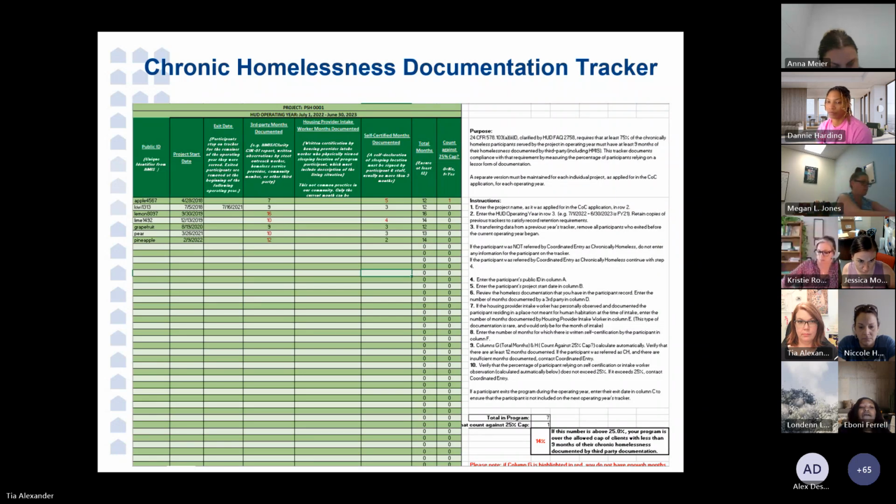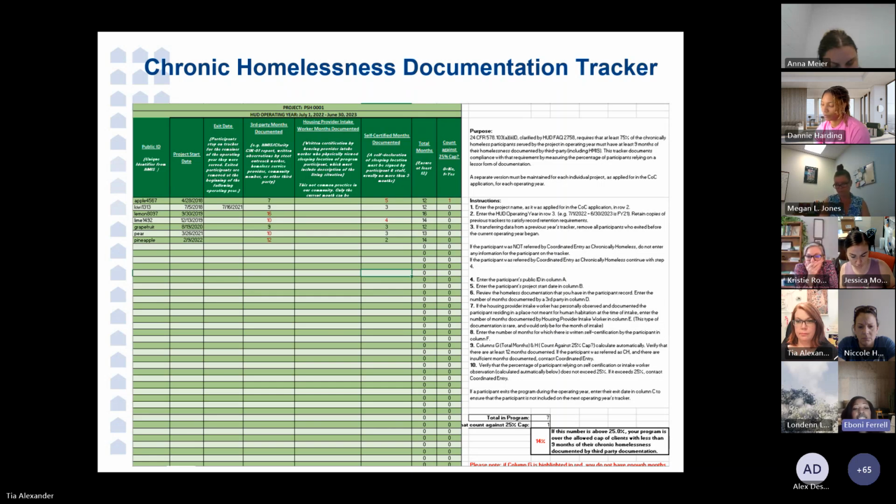As you can see, only one participant in this project is relying on self-certification for more than 3 months. So this is the only participant who counts against the 25% cap. Even though Lyme has 4 months of self-certification, this does not count against the cap because only 2 of those months were needed to add up to 12 months, as they already have 10 months of third-party documented. This project is compliant with HUD's cap.